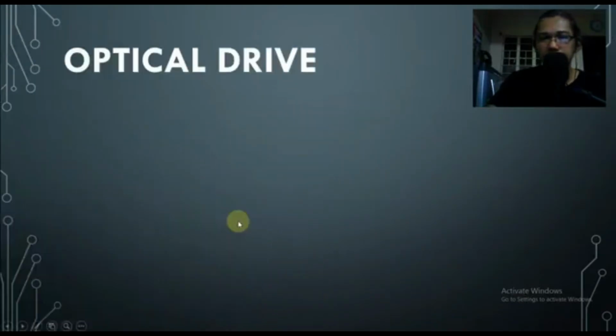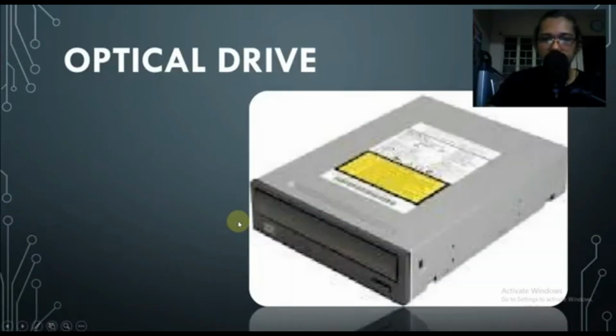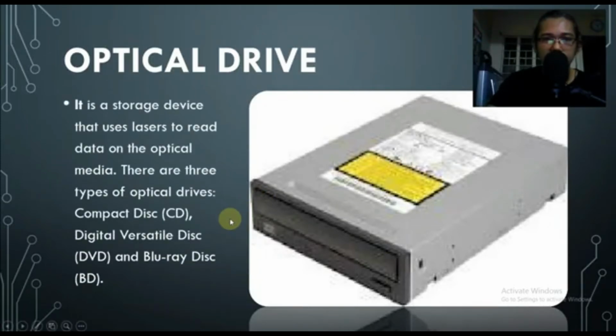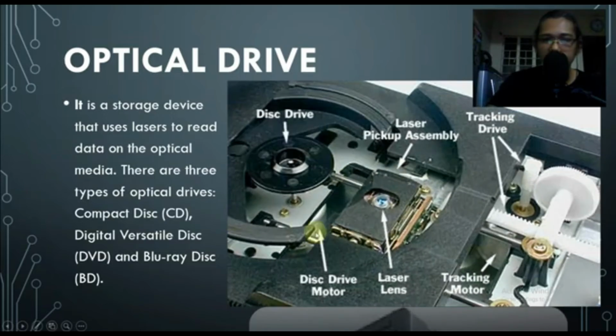Okay, another one is the optical drive. The optical drive is also known as a CD drive or CD reader. It is a storage device that uses a laser to read data from optical media. What is the laser? When you open it, you will see a laser lens there, because it reads the CD using this laser lens. That's why it's called optical drive. The word optica means emitting light.